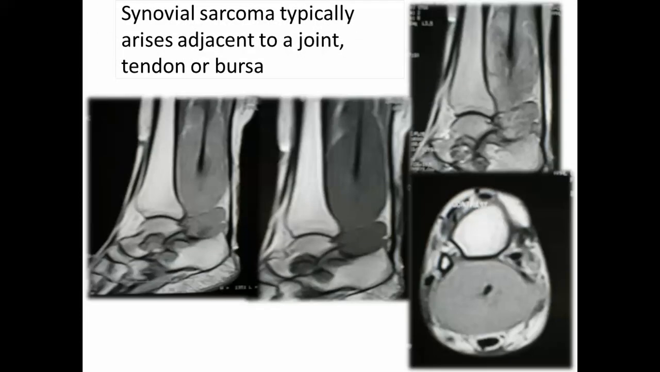Synovial sarcoma, as we said before, arises near a joint and not in the joint. It is a soft tissue mass related to synovium, adjacent to a joint, and may cause some pressure, invasion, but is mainly outside the bone. Synovial sarcoma.